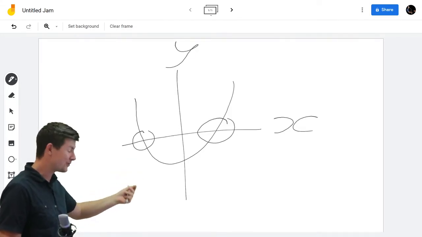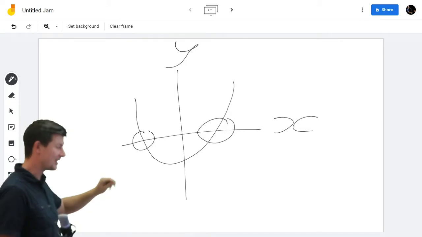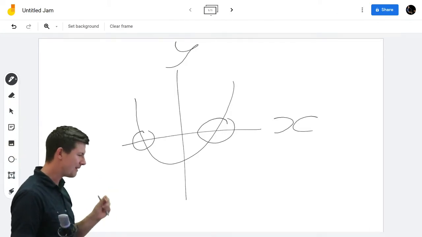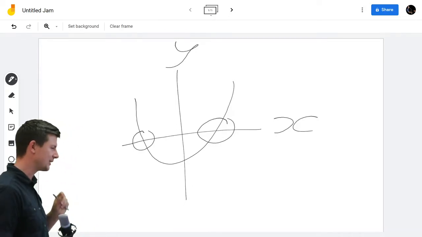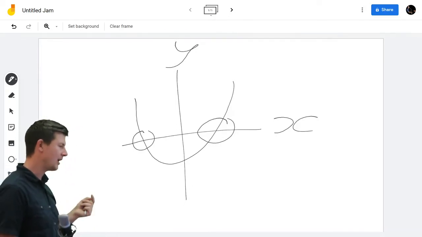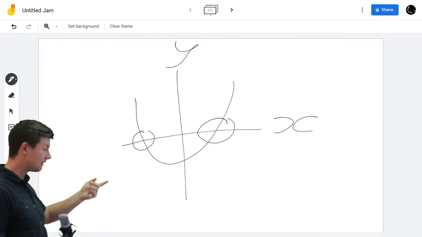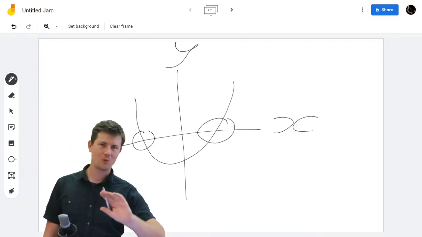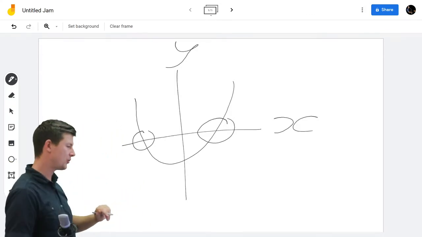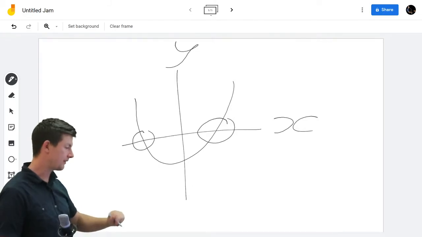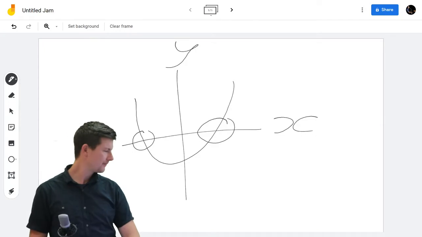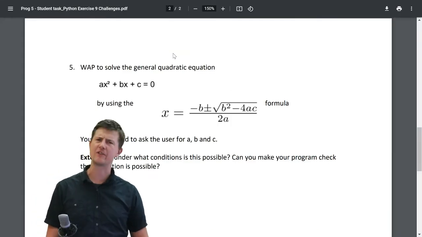There are two of them most of the time. Sometimes there's only one, when it just touches. We're going to assume that there are two of them for the moment, and maybe you can make your program a little bit more general to accept the cases where there is only one as well. Sometimes there is none. Sometimes there are no solutions. And we're going to include in our program a way to check if there are no solutions, or maybe we can add in a way to check if there's only one as well.